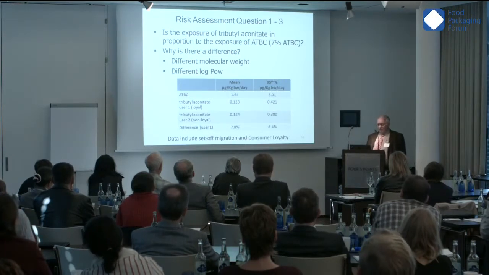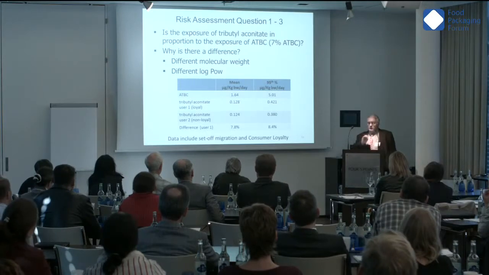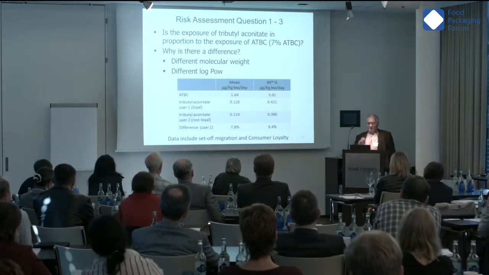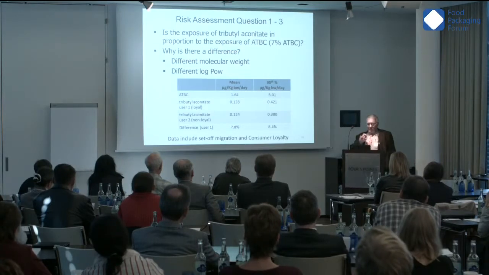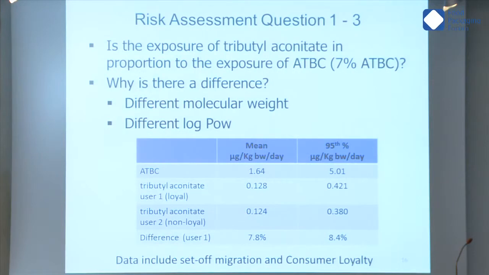And as I've said already today, two people running it will get slightly different numbers. So we ran the exposure assessment and we found that the 7% impurity resulted in 8 to 8.5% higher exposure than you would have got from ATBC. So you cannot say it's 7%, therefore 7% of the exposure will be attributed to this. You could, as a rough measure, if you didn't have a toxicological concern. And why is there a difference? Different log POW, different molecular weight.